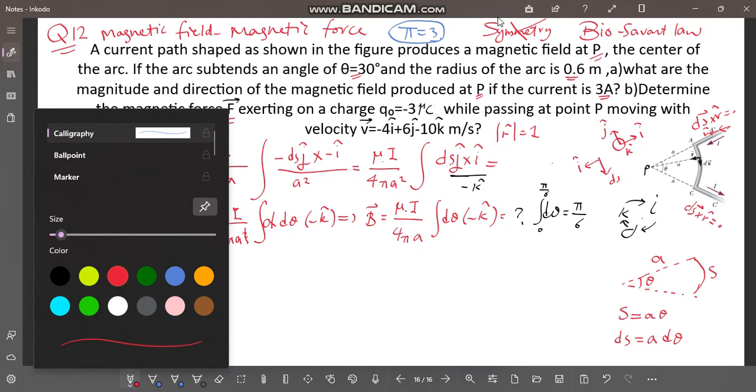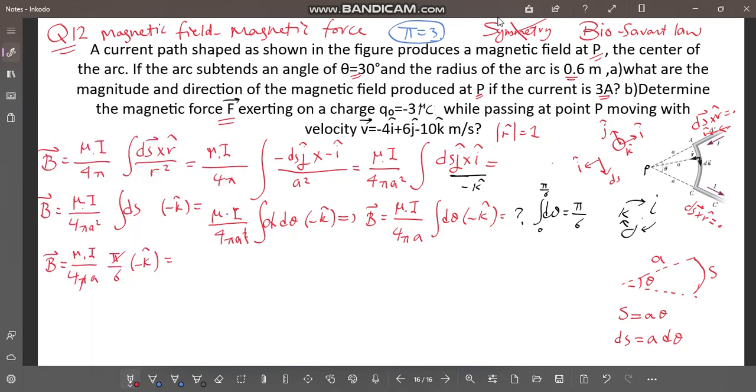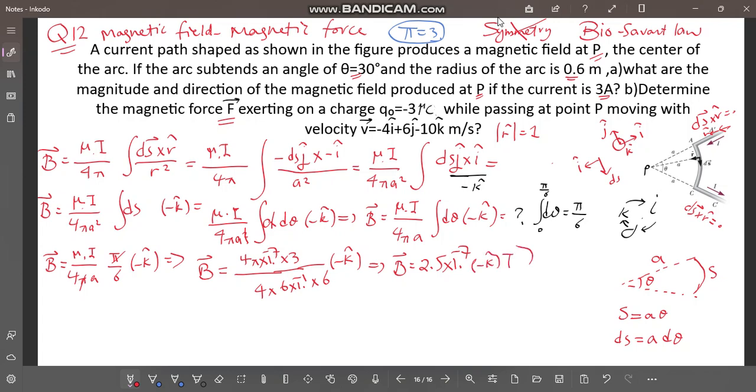So if I put mu 0 over 4 pi as 10 to the power of minus 7, I is 3 ampere according to the question, a is 0.6, and 6, it will be that B is 2.5 times 10 to the power of minus 7 minus k hat Tesla.